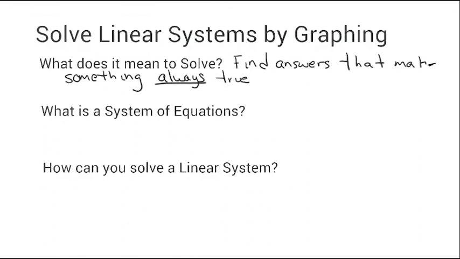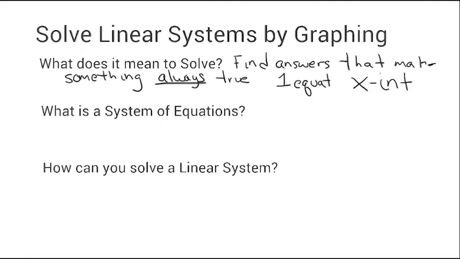If I am solving one equation, my solutions, or the things that give me the answers that are going to make it always true, are going to be my x-intercepts. Anywhere that the graph of the equation crosses the x-axis is the solution to a single equation.